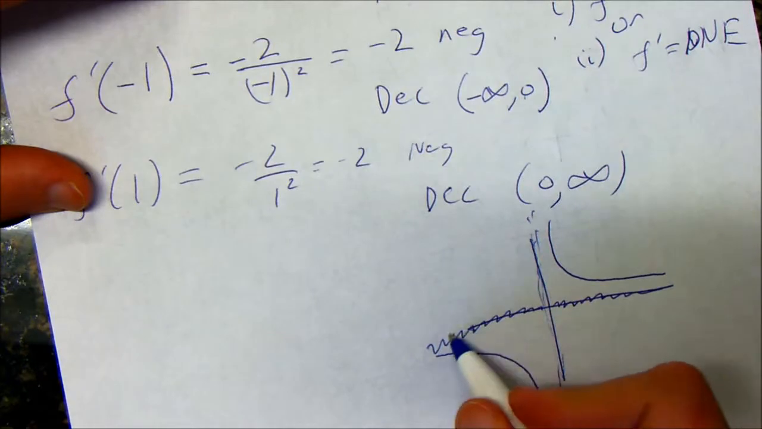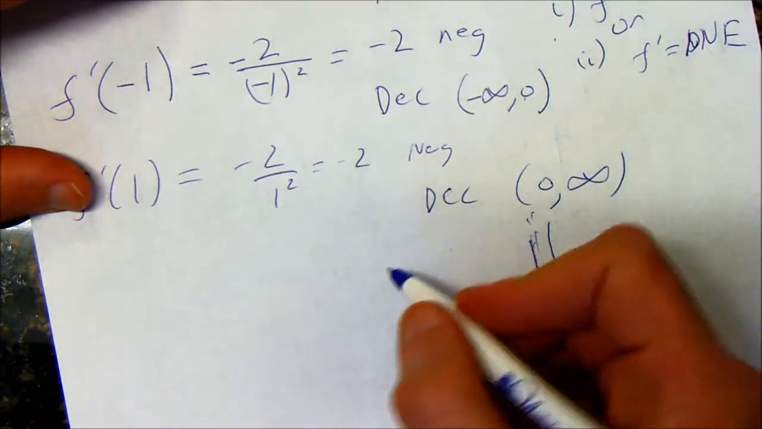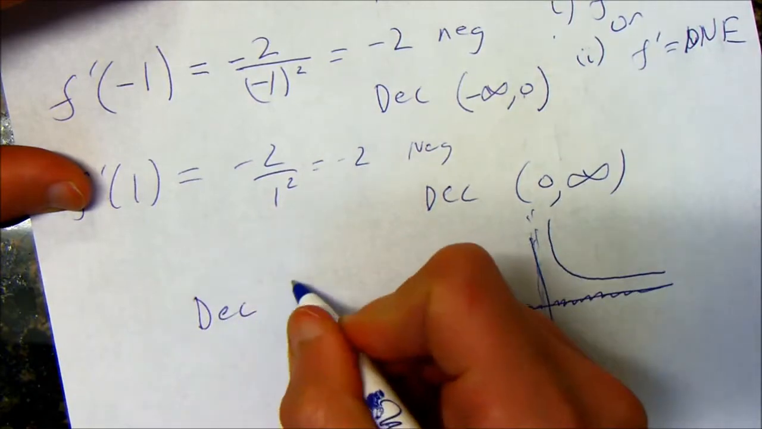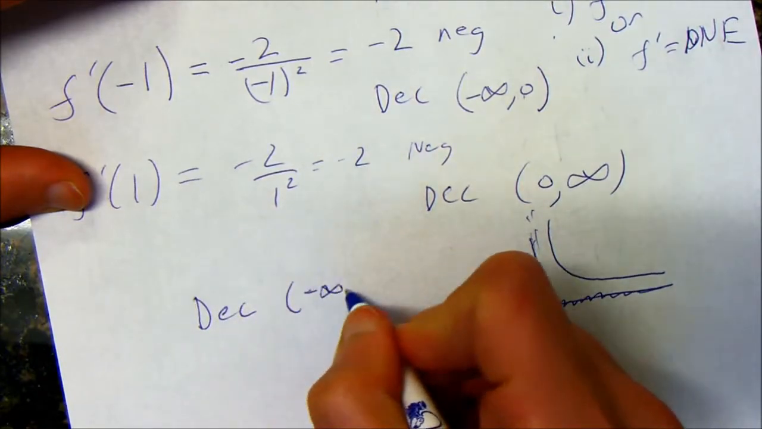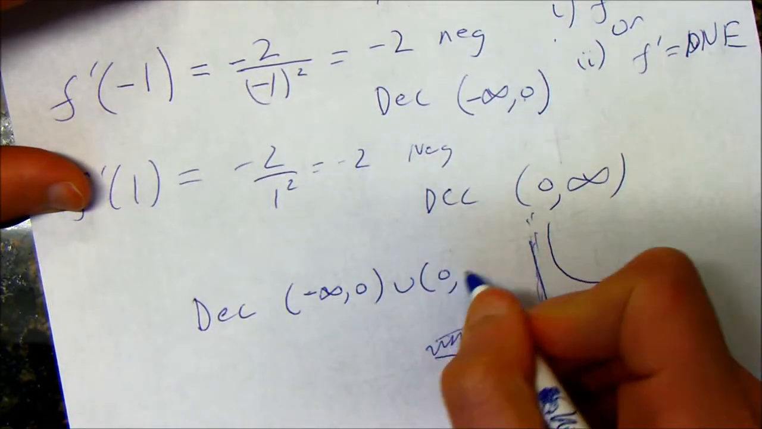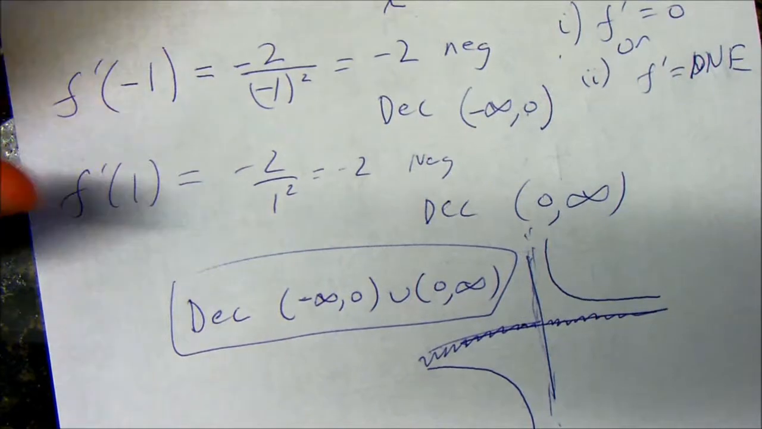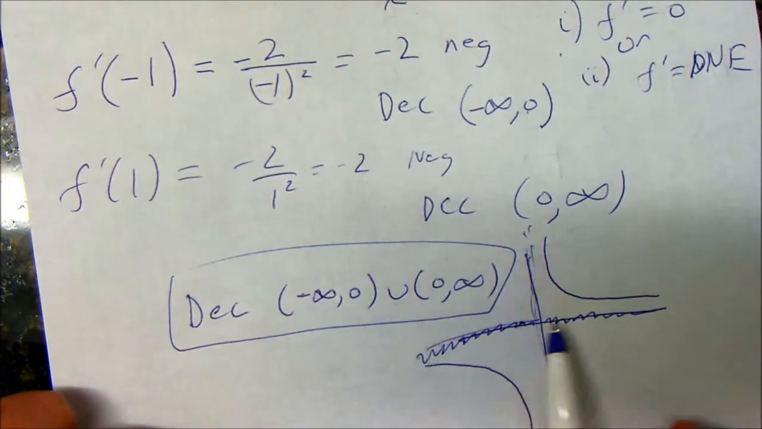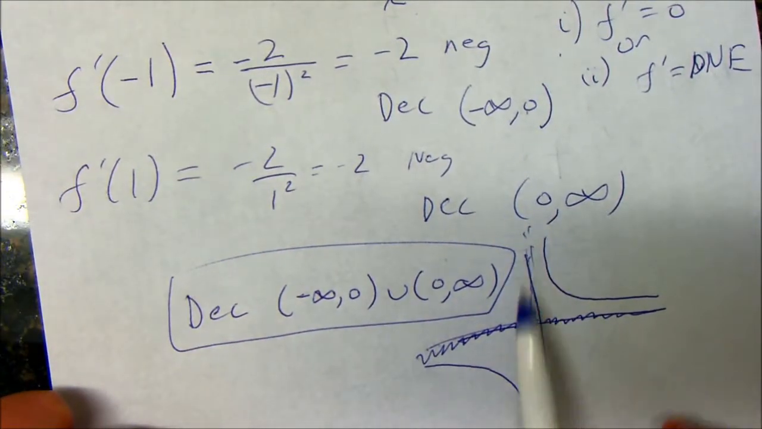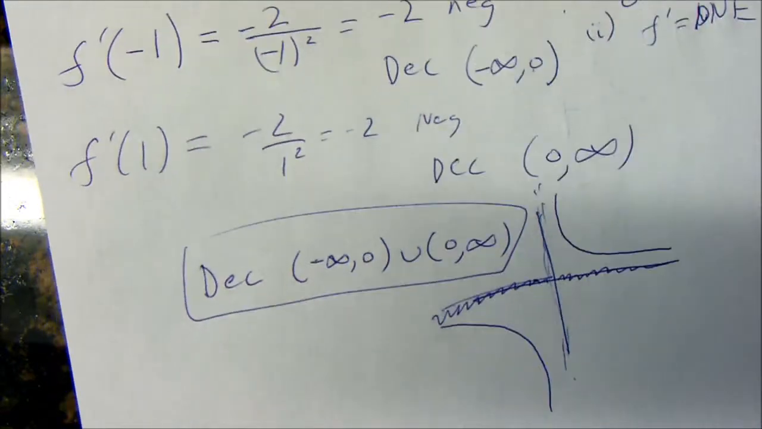The way I tape these two intervals together is with the union symbol. So I say it's decreasing from negative infinity to 0, which is this piece, union 0 to infinity. And that's my answer. Okay? The union means I have to exclude something. I have to exclude a piece, and that little piece is 0. Okay, good. Alright, next, number 8.